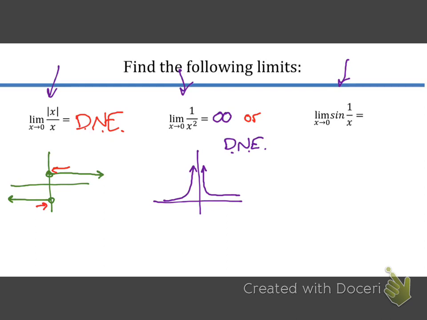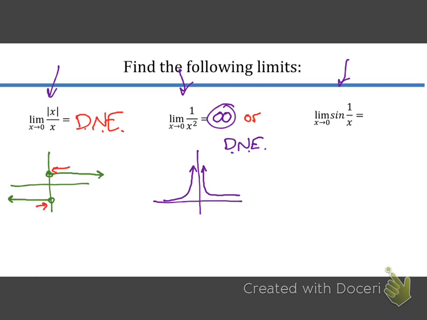If you are offered a multiple choice test, this, in my opinion, is the better answer because it is more descriptive of what it's doing on both sides. It's going to positive infinity from both the left and the right-hand sides as we approach 0. So I like that answer better. The last one.